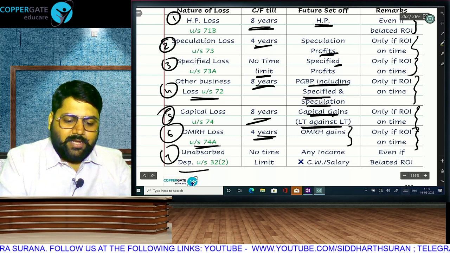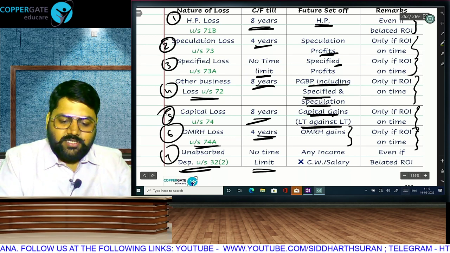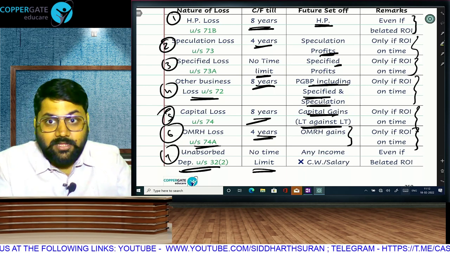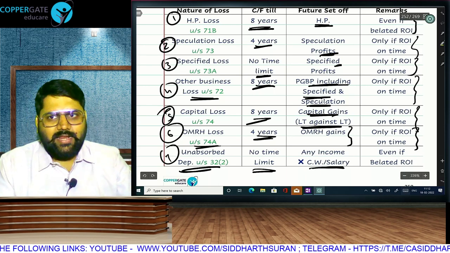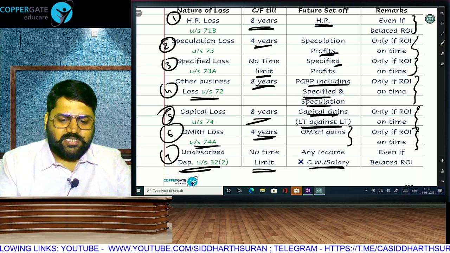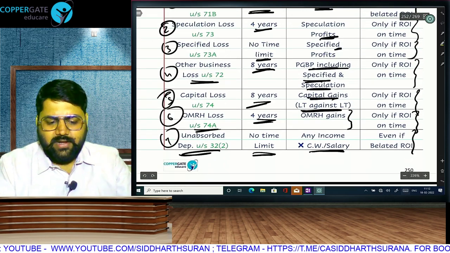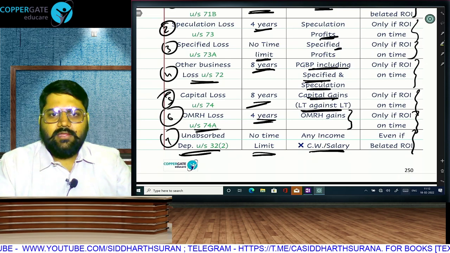And unabsorbed depreciation is the only loss which we can carry forward without any time limit, and it can get adjusted against anything except two: salary and casual winnings, because it's not a part of business, it will not be allowed. Except salary and casual winnings, it will be adjusted. Even if you file a belated ROI, it will be adjusted.